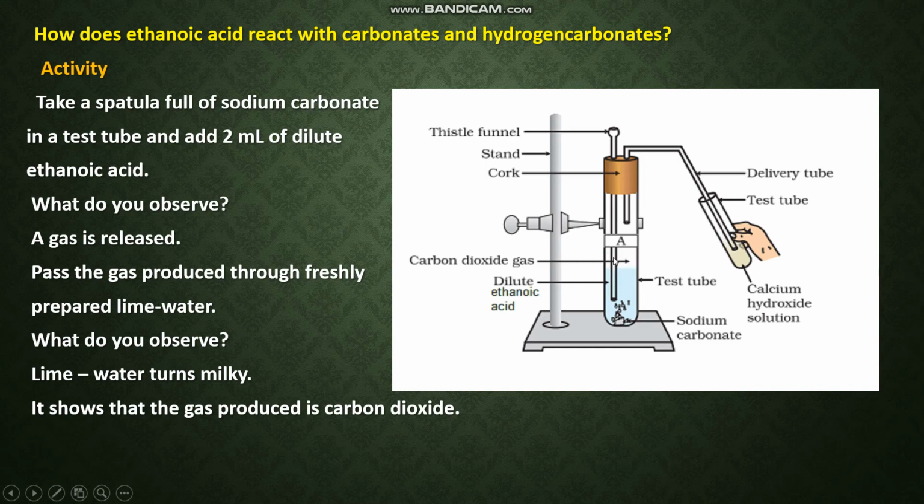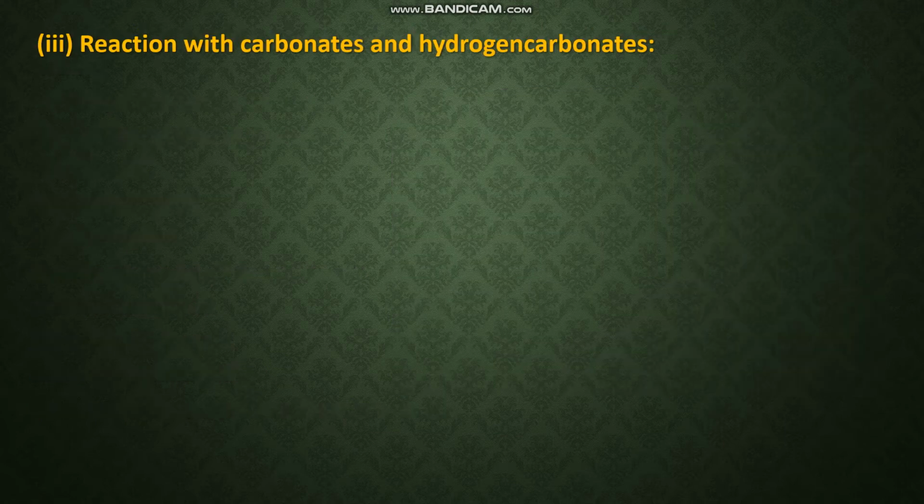So how is the experiment done? In a test tube we have taken sodium carbonate. To that we have added dilute ethanoic acid. The reaction takes place and a gas is produced. The gas is passed through freshly prepared lime water. When the gas is passed through lime water, we can see that the lime water turns milky. It indicates that the gas produced is carbon dioxide.